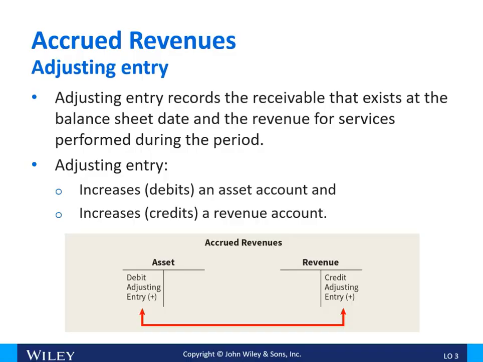An adjusting entry for accrued revenues records the receivable that exists at the balance sheet date and the revenue for services performed during the period. So the adjusting entry increases, debits, an asset account, accounts receivable most likely, and increases or credits a revenue account.